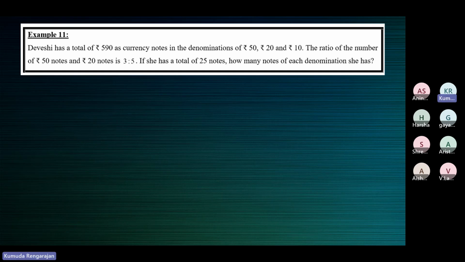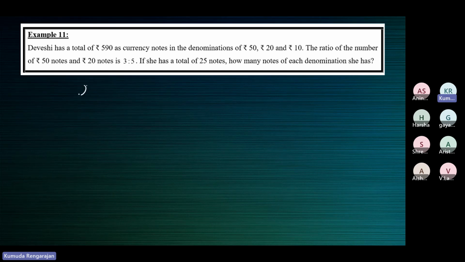So that means she has, or he, I don't know, 3x 50 rupee notes and 5x 20 rupee notes. Number of 50 rupee notes is 3x. Number of 20 rupee notes is 5x. Now the total number of notes is 25.